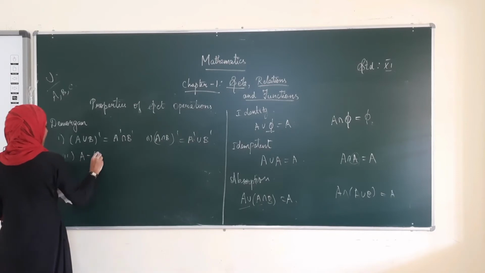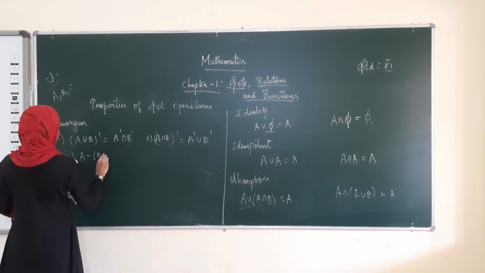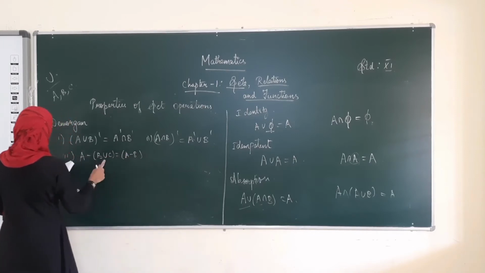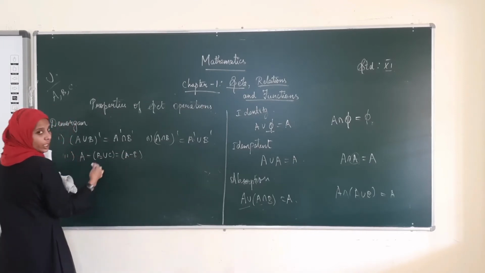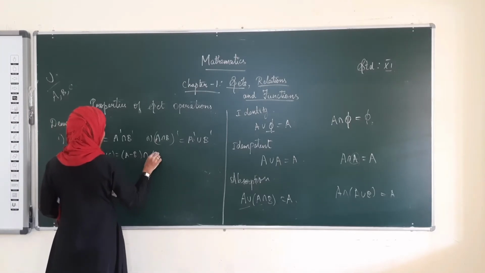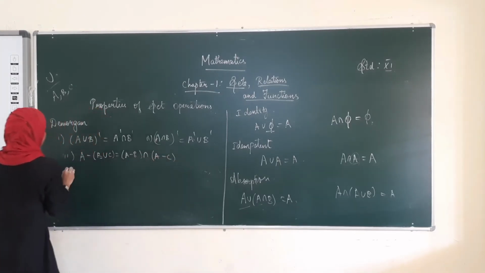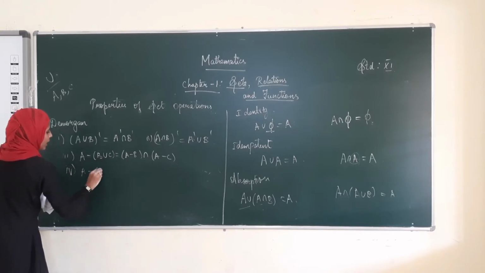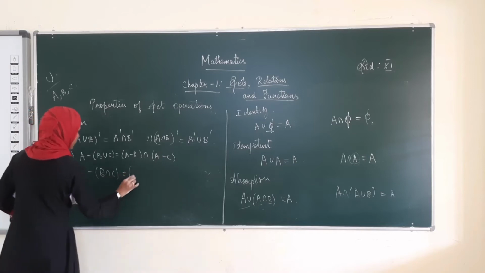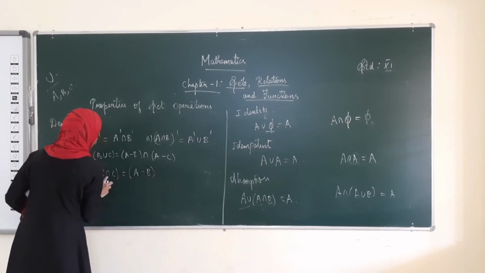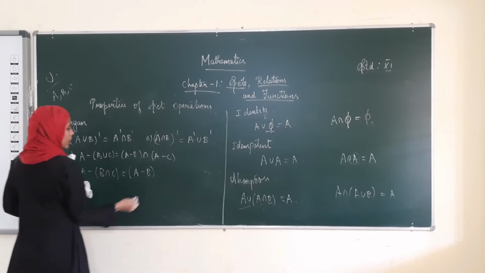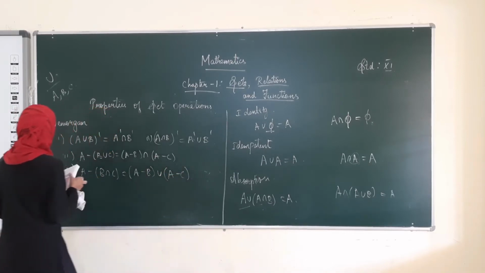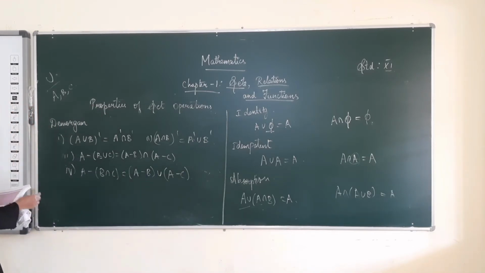For the third one, what do they have? A minus (B union C) is equal to A minus B, and when this union comes outside, it becomes intersection, with A minus C. Similarly, the fourth one, in the same way, instead of union we get intersection. What will be the answer? A minus (B intersection C) is A minus B as it is, and this intersection, when it comes outside, becomes union, A minus C. This is called De Morgan's law.